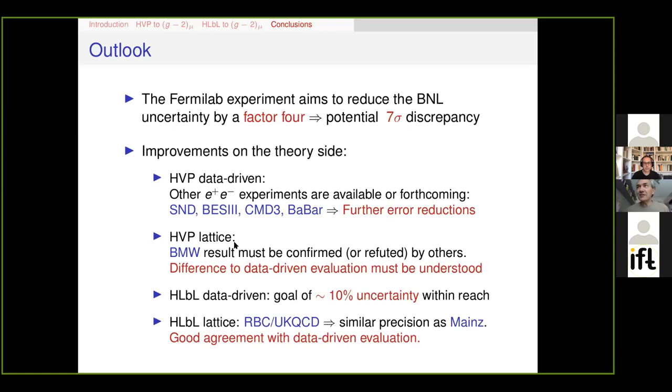On the lattice side, I mentioned there are several other groups working and aiming at reaching the same level of precision as BMW. And here it is important that this result is either confirmed or refuted by others. And in particular, the discrepancy with the data-driven approach has to be understood. On the hadronic light-by-light side, I think that the goal of a 10% uncertainty is within reach. In this lower part of the table, improvements are possible, and the uncertainty had been estimated conservatively. And on the lattice side, the two results are already very good, and RBC UKQCD will definitely work towards reaching a similar precision. And in this case, it looks like it will be possible to combine data-driven and lattice to have an even more precise result.